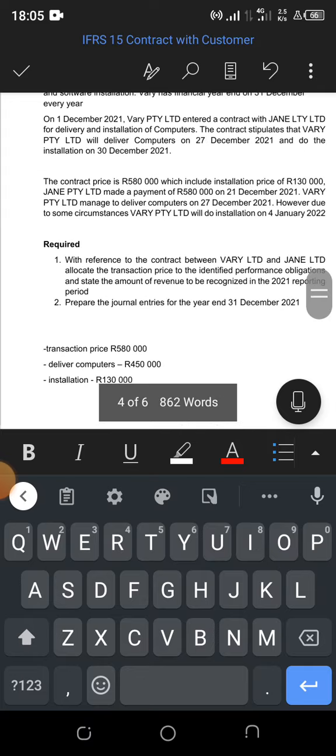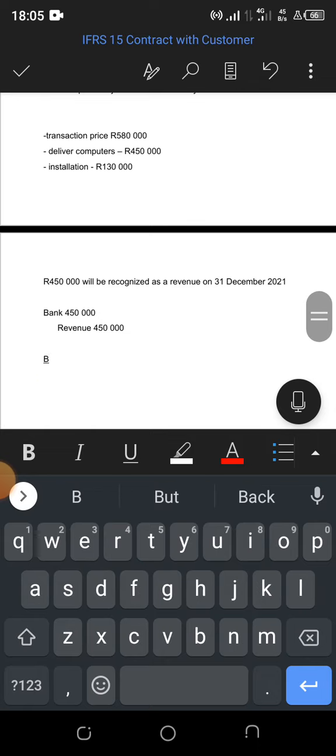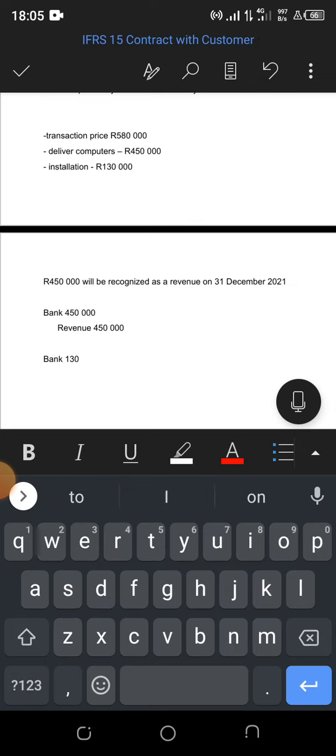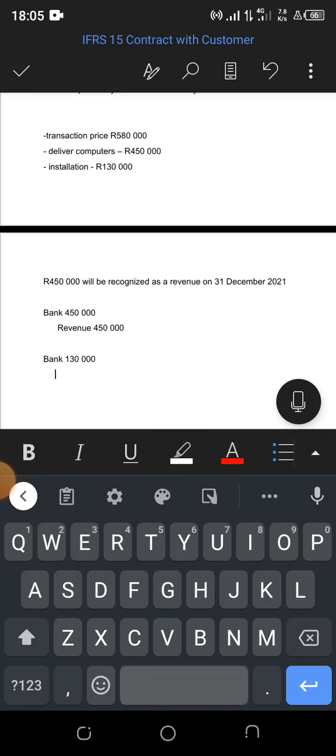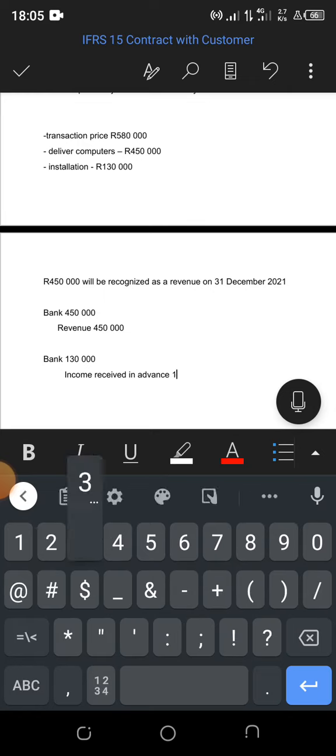Okay, but the installation will be made next year. But we received that money. We have to show it in the bank. Yes, we receive it in our bank because they paid the total amount of 580. But what do we credit? Income received in advance. Why? Because we haven't delivered.